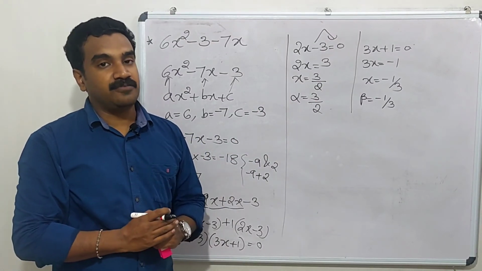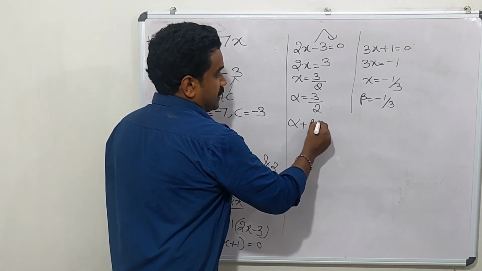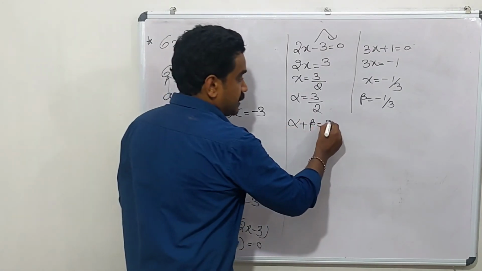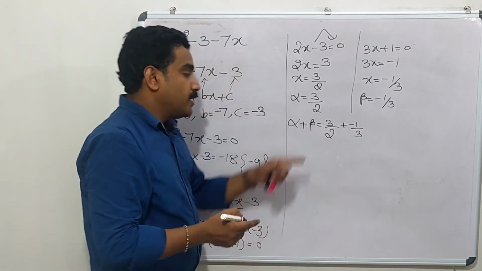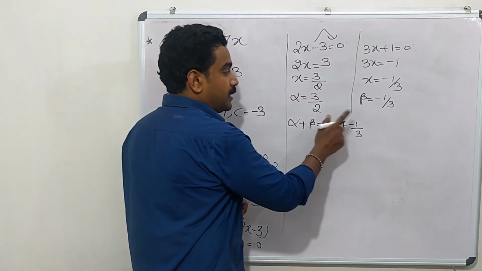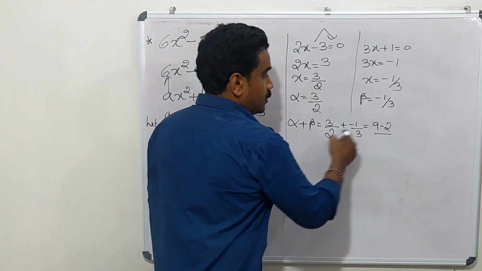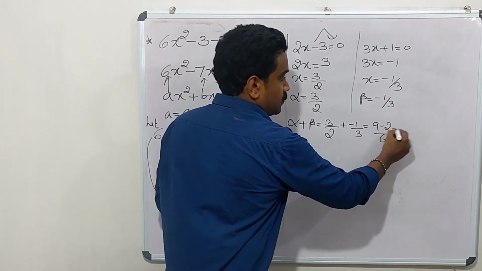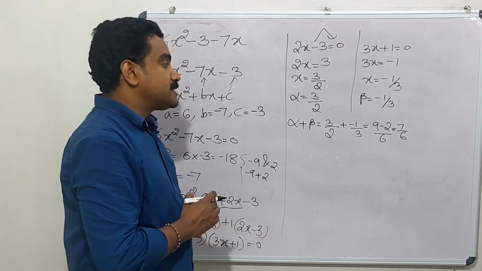Next step is we want to verify. Then add alpha plus beta. What is alpha plus beta? Alpha is 3 by 2 and beta is negative 1 by 3. Here the denominators are different, so we can use the cross multiplication method. 3 into 3 is 9, 2 into minus 1 is minus 2, 2 into 3 is 6. 9 minus 2 is 7 by 6. So alpha plus beta is equal to 7 by 6.